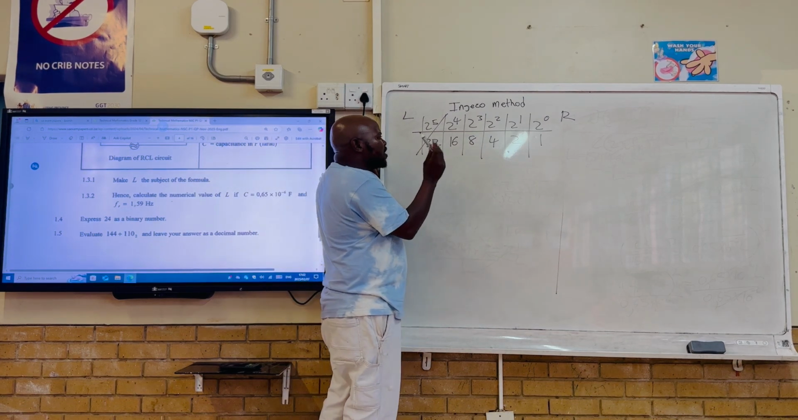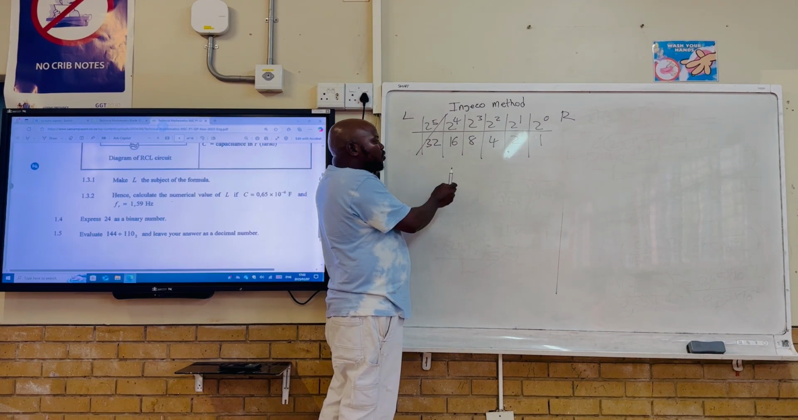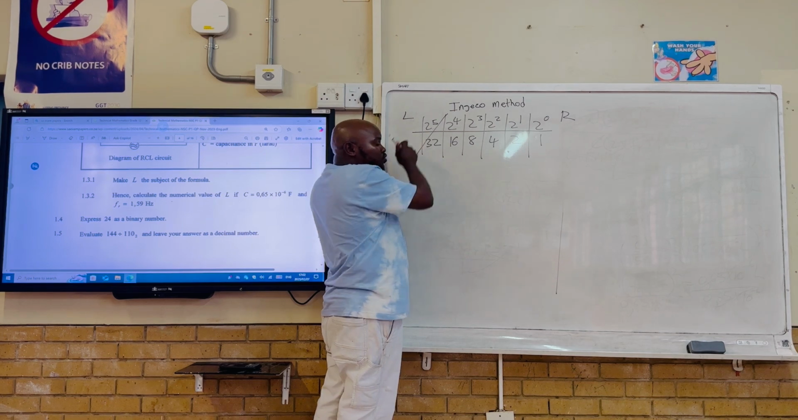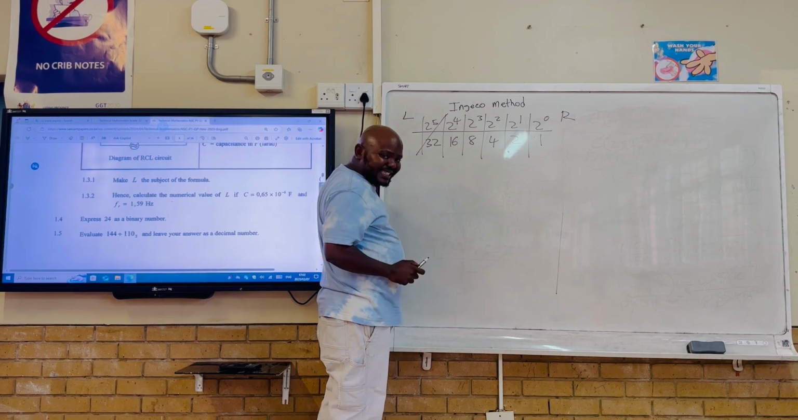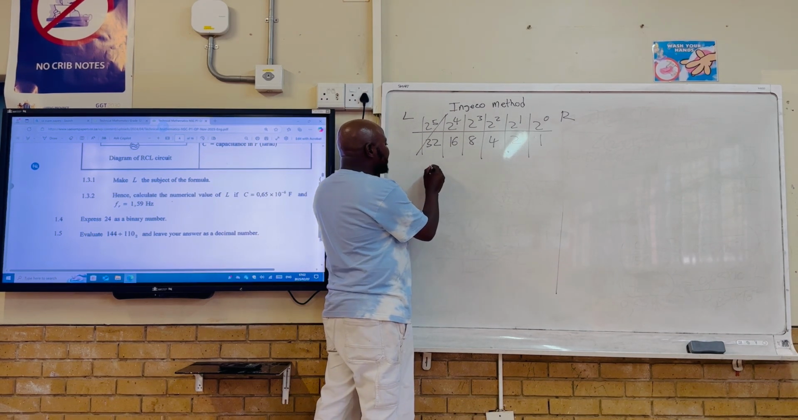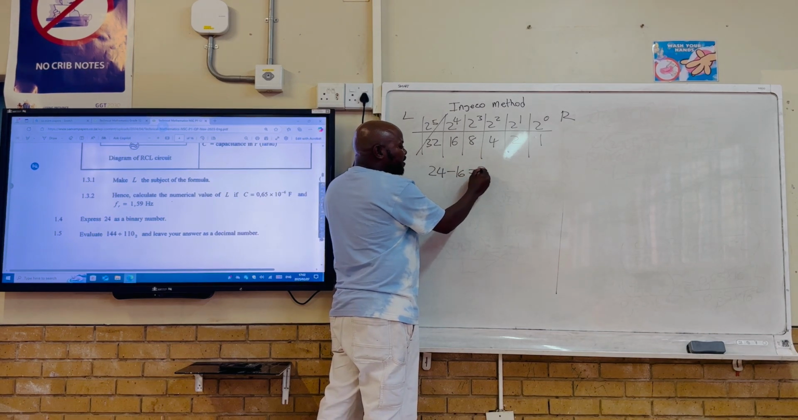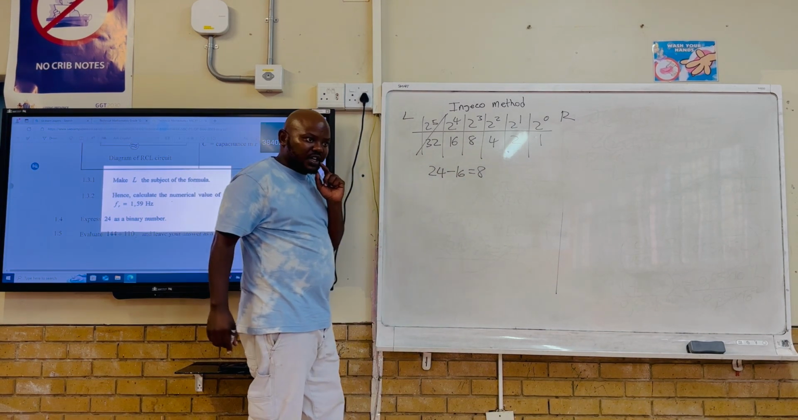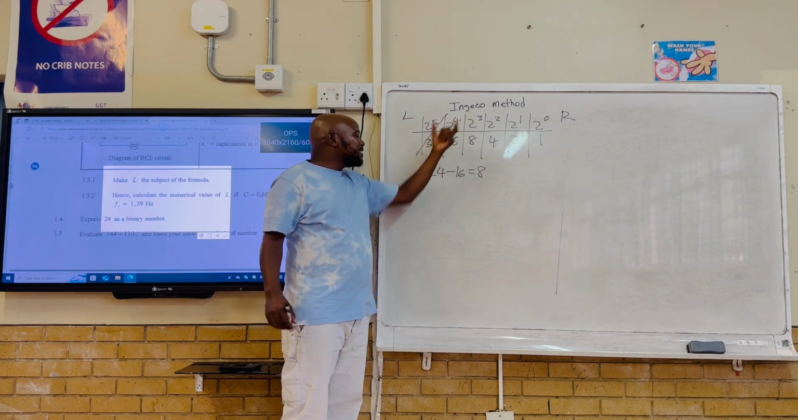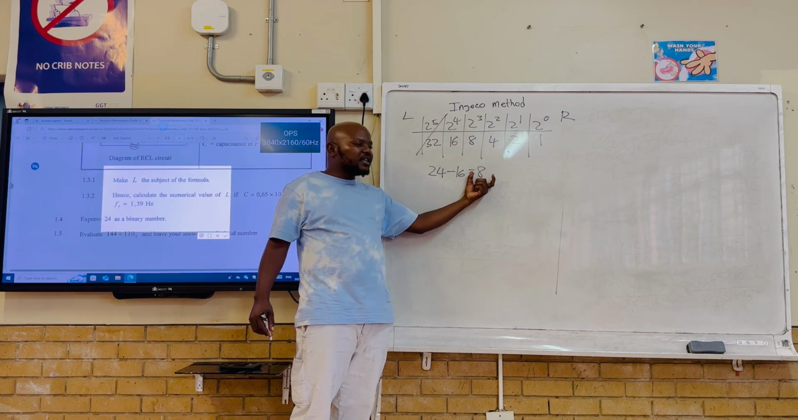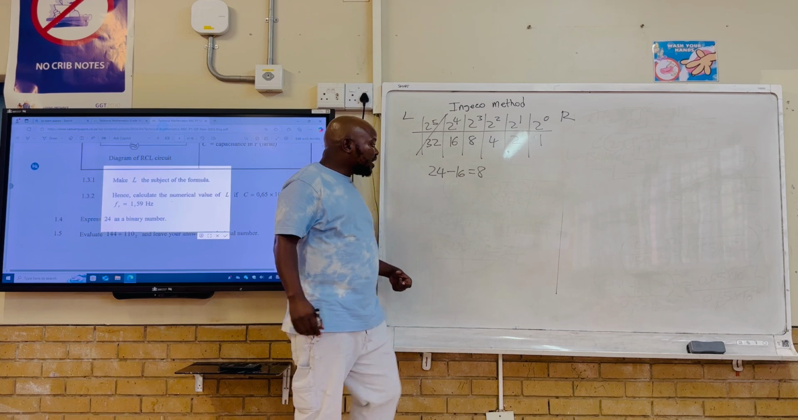If we check from the 24, we look for the highest number that goes into 24, which is 16. We say 24 minus 16, and we are going to have 8. Are you together? When we subtract the highest number from 24, we get 8.